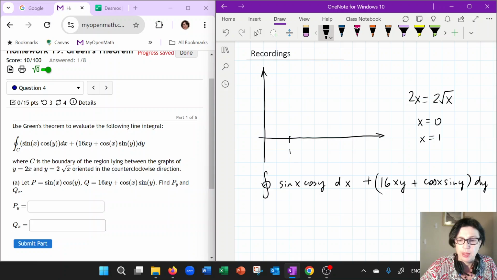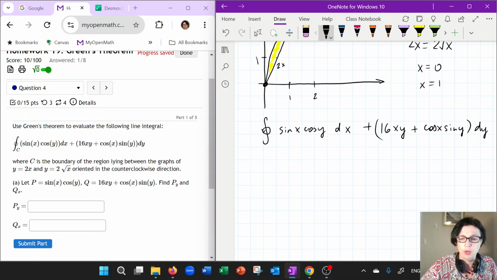So when x equals 1, those two are the same. All right, so let's say this is 1, this is 2. At 0, both of the curves are 0. At 1, 2x is going to be 2 right here, and 2 square root of x is also going to be 2, right? And so 2 square root of x would look something like that. So this is the region we're talking about, the region in between. Let's label the curves: this is 2x, this is 2 square root of x. All right, so in Green's theorem, you want to denote this part by P, and this part by Q. It looks kind of complicated, but I'm thinking some things are going to cancel.